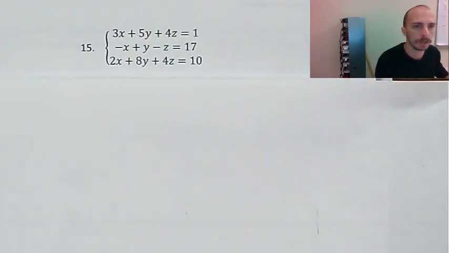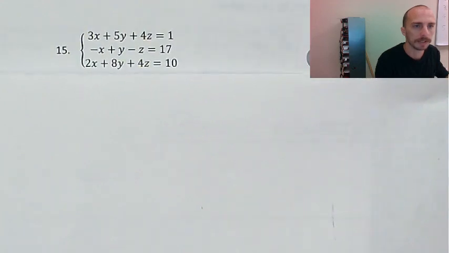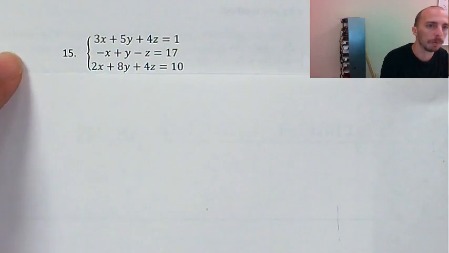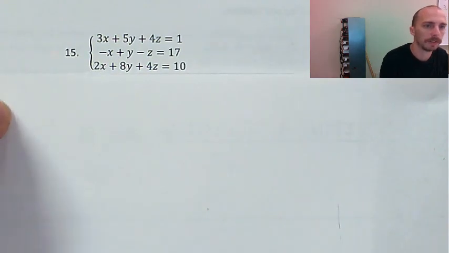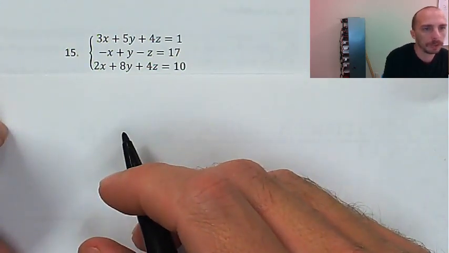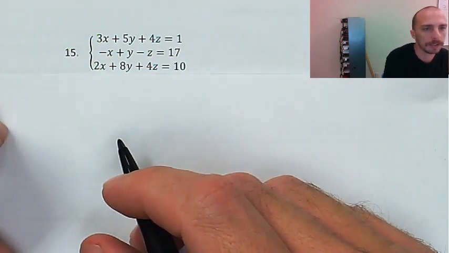We do believe that. All right, so the last one I'm going to be doing for you here today is number 15. I've got 3x, 5y, and 4z combining to equal 1. -x plus y minus z equals 17, 2x, 8y, 4z equals 10. All right, I feel like we could go any number of ways.